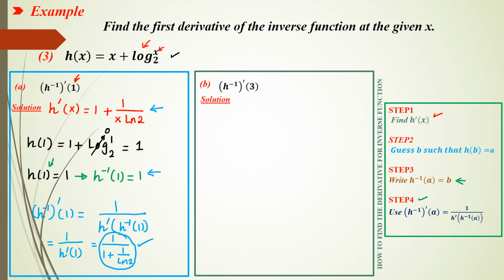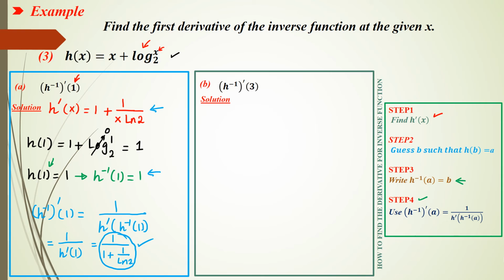Put the simplify in the comment. So this is the solution of part A. Now in part B, you have to find the derivative of the inverse function of the function h at x equals 3.